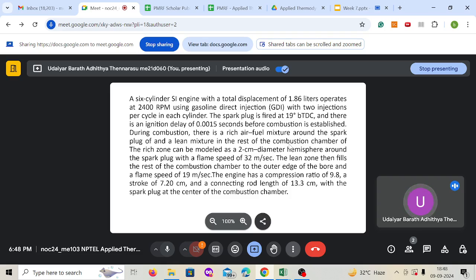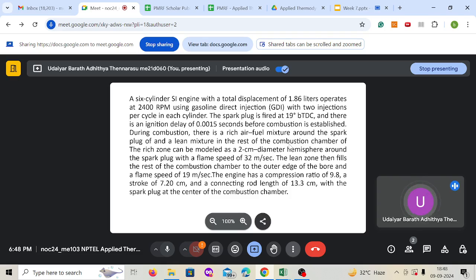With 2 injections per cycle. So we have a 6-cylinder SI engine with a total displacement volume, so capacity, of 1.86 liters. Each cylinder will be 1.86 divided by 6, and the operating speed is 2400 rpm, and it operates as gasoline direct injection, with 2 injections per cycle in each cylinder.